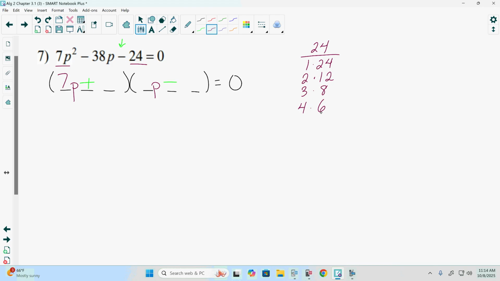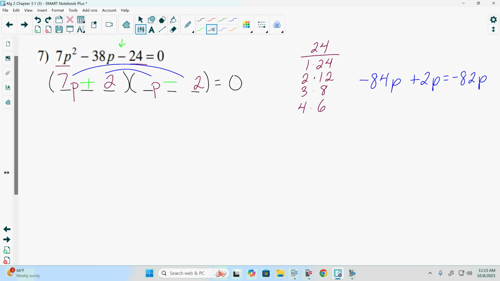Which one do we want to try first? 2 and 12 or 4 and 6? Which one? 2 and 12? So if we try this here, 7p times negative 12, 7 times negative 12 is going to be negative 84p. 2 times p is going to be plus 2p. And negative 84p plus 2p is negative 82p.